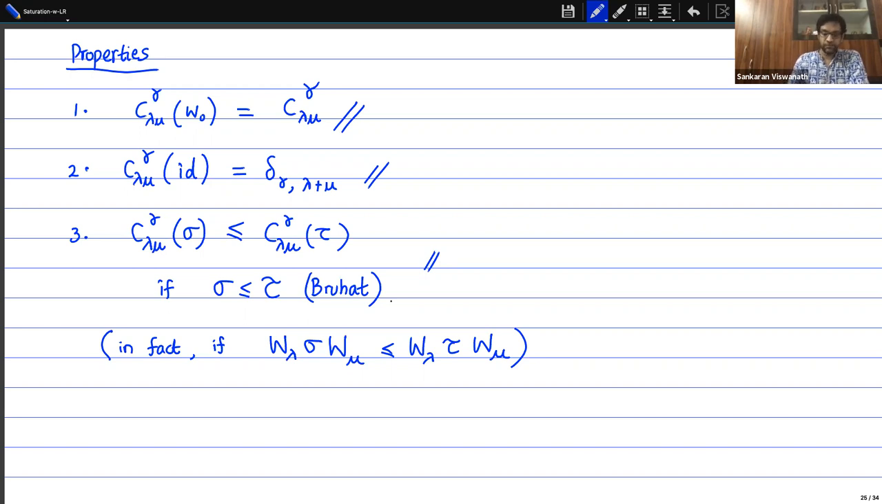So it's clear from the definition that the corresponding LR coefficient will also be bounded above by the LR coefficient of tau. Okay. So in fact, there's a little bit more that one can say, that not just that sigma is less than or equal to tau in Bruhat order, but rather the Bruhat order on double coefficients. Okay, I'll come to that in a second.